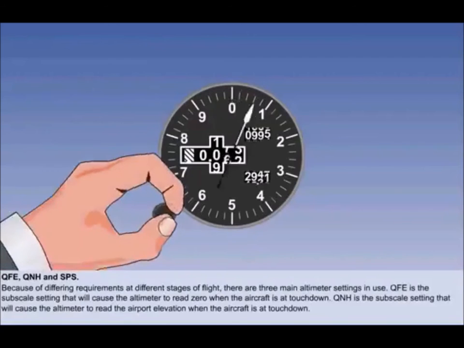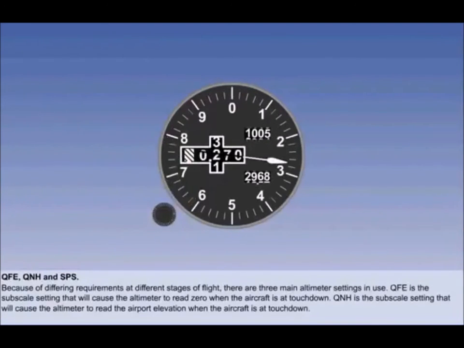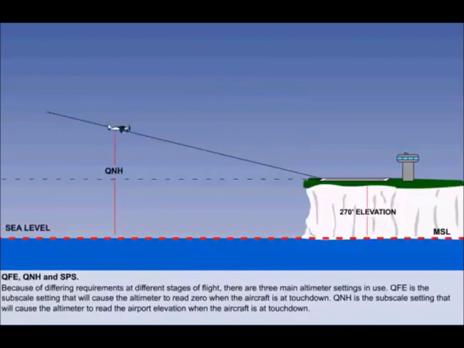QNH is the subscale setting that will cause the altimeter to read the airport elevation when the aircraft is at touchdown. Broadly, it gives a pilot his altitude above mean sea level.